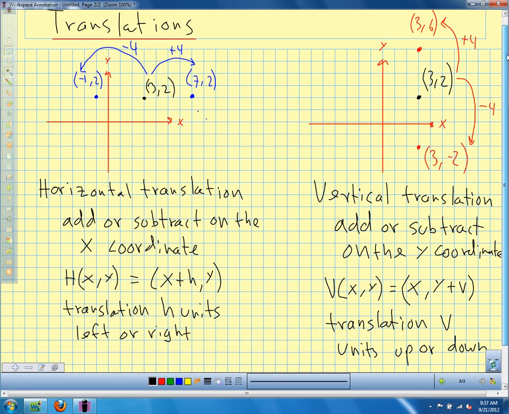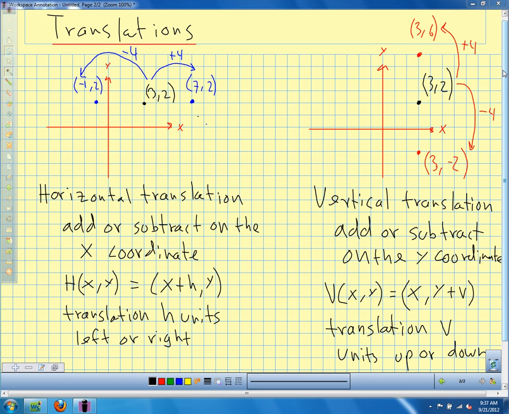And we can do a combination of them. We could go left 5 and down 2, and that would just be subtracting 5 from the x and subtracting 2 from the y. So we can combine our translations also. And we'll do a couple of examples in just a little bit. So this makes sense to everyone. When we're doing our translations, we're just adding or subtracting from the x or the y coordinate. All right, so there's one of our rigid transformations.